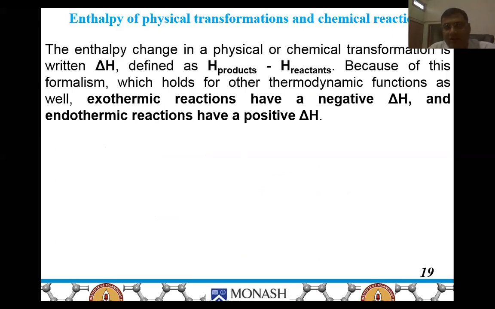Now, enthalpy of physical transformation and chemical reactions. The enthalpy change in a physical or chemical transformation is written as delta H and defined as H products minus H reactants. Because of this formalism, for exothermic reactions, delta H is negative, and for endothermic reactions, delta H is positive. In endothermic reactions we are providing heat, so delta H is positive. And in exothermic reactions, heat is released, so that means delta H is negative.